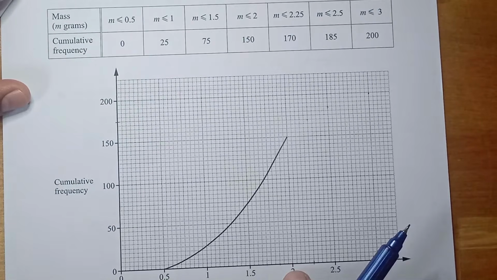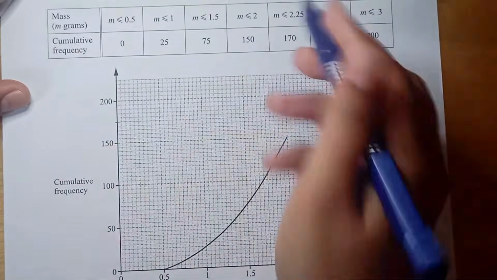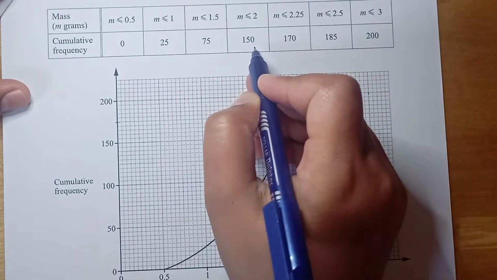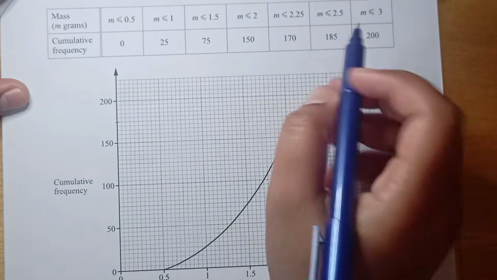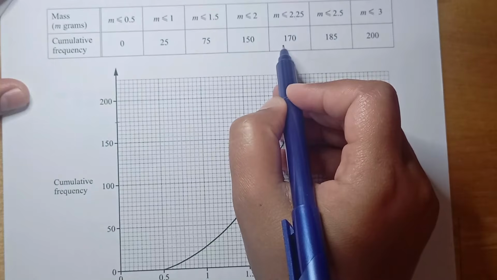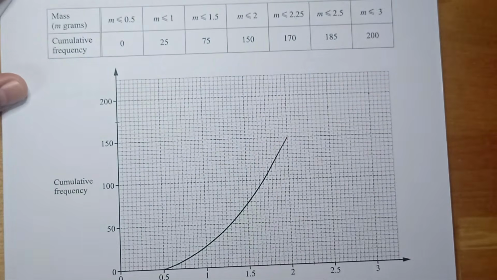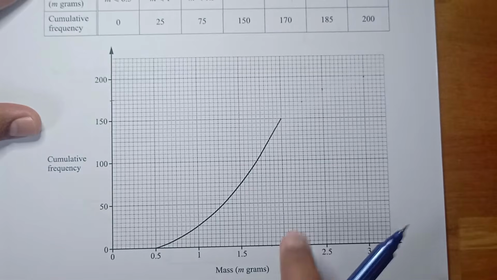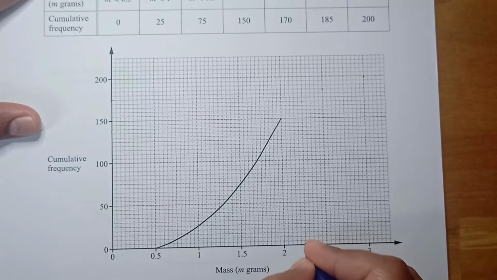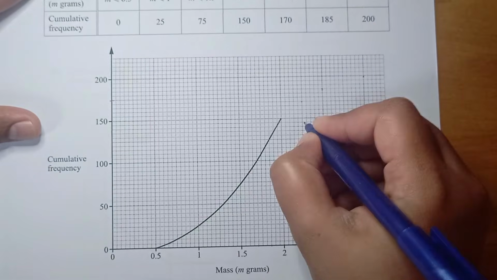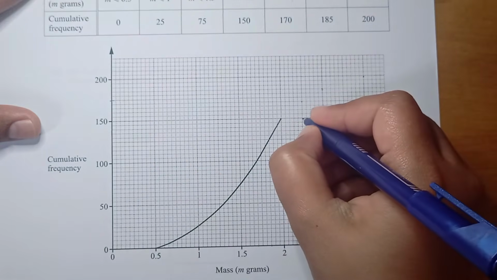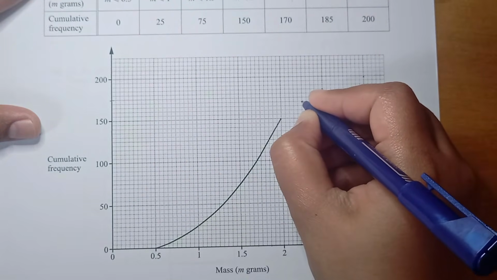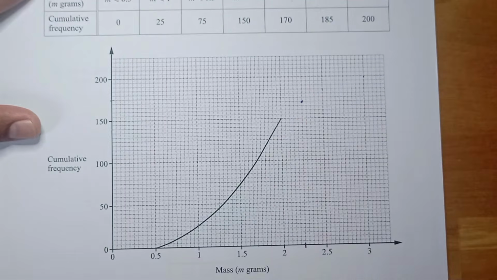Okay, so how can we complete? As you can see, we have been given 2 and 150, so we know this mass for this point till this point. The first 4 points are already plotted for us. Now for 2.25, the cumulative frequency is 170. So we have 2 and 2.5. So in the middle of 2 and 2.5, we have 2.25 and 170. So 150 and then 200. So we have 160 and 170. This point is 170, yes.